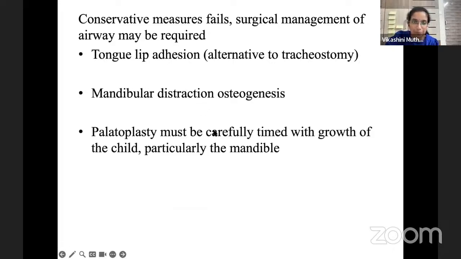And next is palatoplasty. So 60 to 90% of the patients will have cleft palate involving the soft palate, right? Involving the velum. So in such patients, palatoplasty can be considered, and it must be carefully timed with the growth of the child, especially with the growth of the mandible.